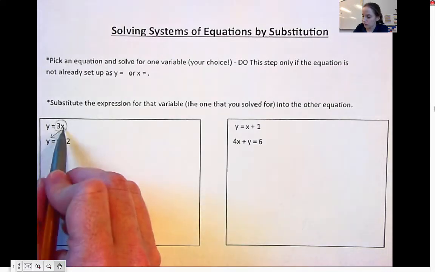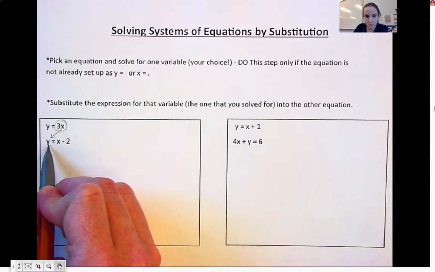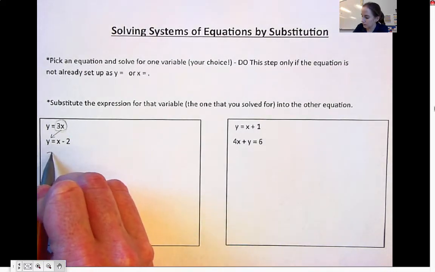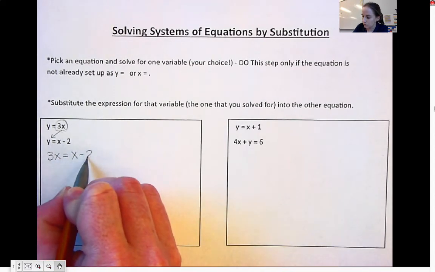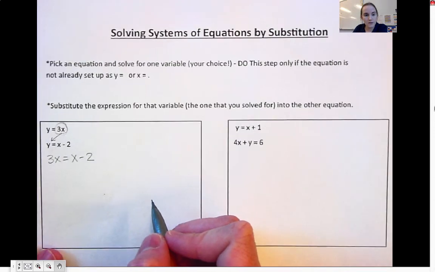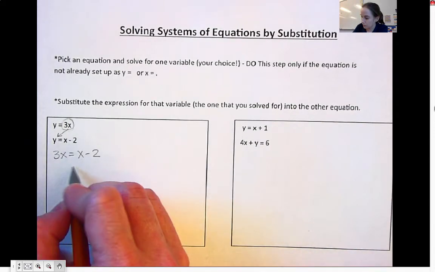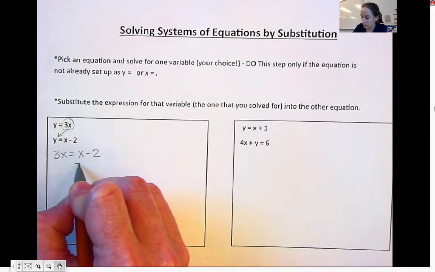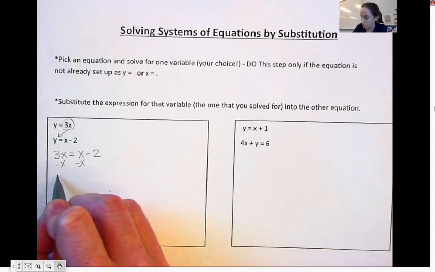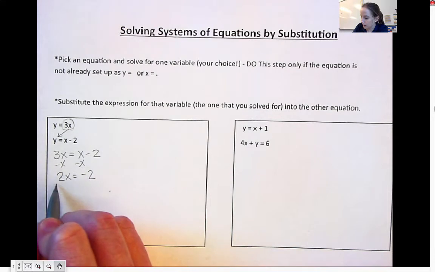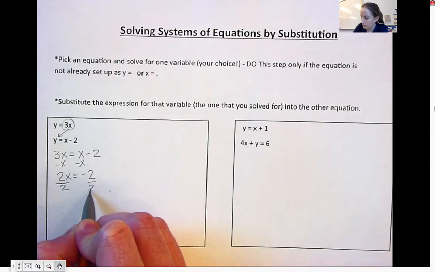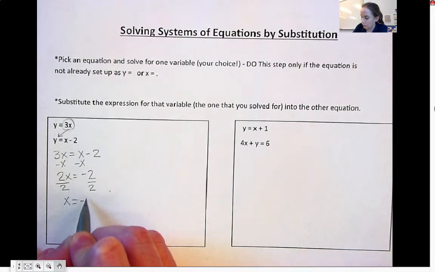So if I were to replace this y with 3x, I would say 3x equals x minus 2. Now I need to combine like terms, so I'm going to move the x to the other side. Minus the x, I'm left with 2x equals negative 2. And of course we divide to get x all alone, and x equals negative 1.